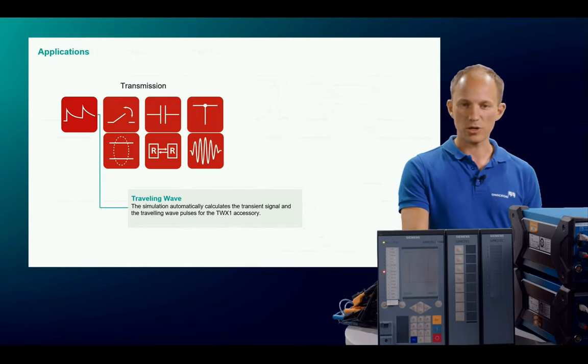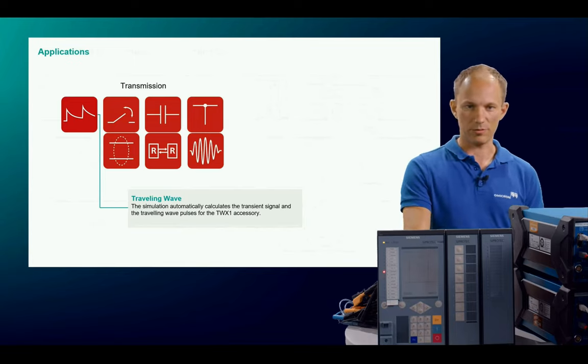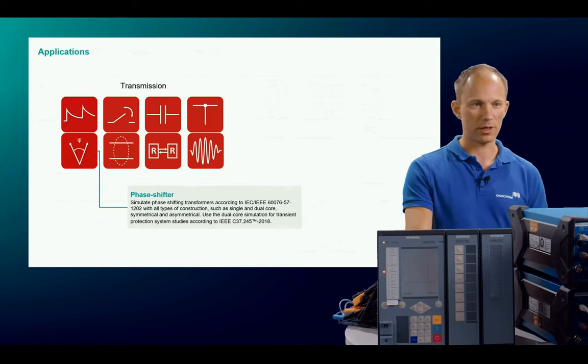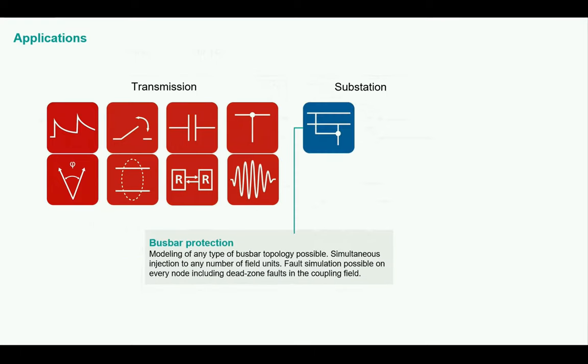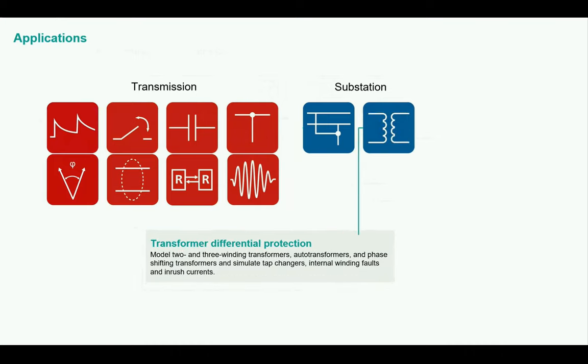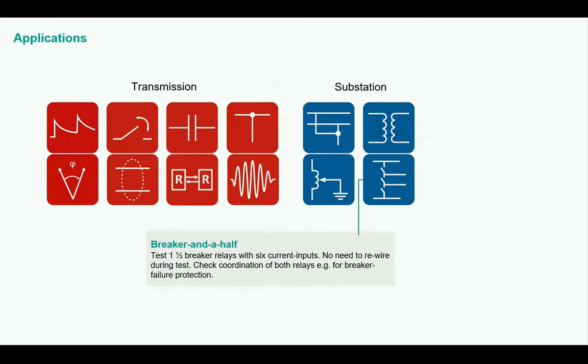We have an extension box for the CMC to be able to also inject traveling waves or to test traveling wave functionality. We can simulate phase shifter transformers in the substation area. We could simulate busbar protection systems, transformer differential protection systems. We can simulate different kinds of networks, so insulated, compensated networks. We could have breaker and a half schemes.